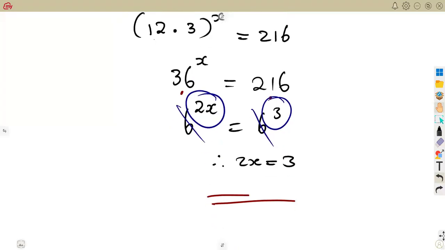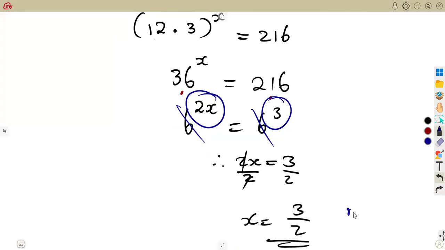And if 2x is equal to 3, what about the value of x? We can simply solve this equation by dividing both sides by 2, since that's a product. So our x is going to be 3 over 2. You can have it as a fraction, or as a decimal, 1.5, depending on the way you're going to have your final answer at the end. But that is 3 over 2.